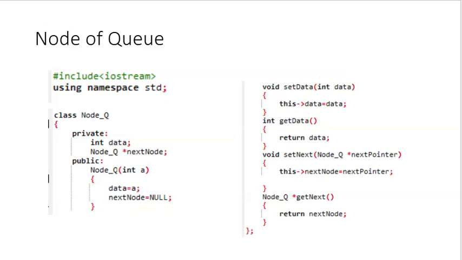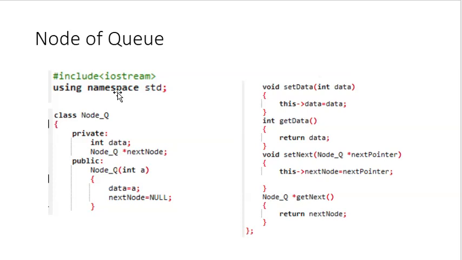Now coming towards its implementation in C++, here I have written a code for the queue. First we will create a node for the queue, just as we created for the linked list and the stack. I have mentioned the headers here, iostream, and using namespace std. Then I have created a class Node_queue, node for the queue. If you check, all the node code is the same for the linked list and also for the stack, so you can use the same node code for all three.